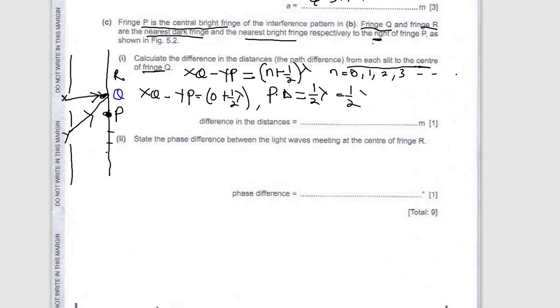Our lambda, when you check the question earlier, I think it's 6.2 times 10 to the power minus 7. Half of it will give us 3.1 times 10 to the power minus 7. That is the difference in distances according to the question. Now state the phase difference between light waves meeting at the center of fringe R. Fringe R is the nearest bright fringe. Since we are dealing with a bright fringe, the phase difference is 0 degrees.